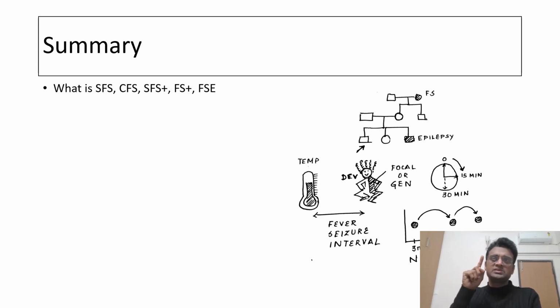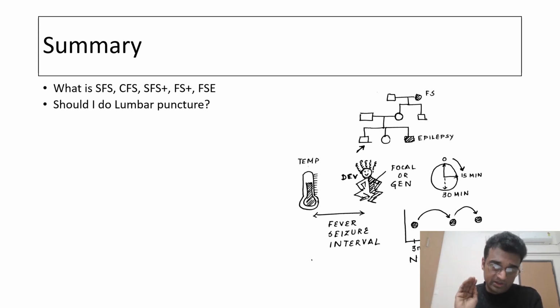So that means we realized what is simple febrile seizure. That means seizure which is for less than 15 minutes, generalized seizure, one seizure per episode of fever, it's SFS. If it is more than 15 minutes, if it is focal seizure, more than one episode, this is complex febrile seizure. SFS plus is when you have a simple febrile seizure, that means it is less than 15 minutes, it's generalized, but more than one episode in one febrile illness. FS plus is when the febrile seizure is lasting beyond 5 years of age. Febrile status epilepticus is when the child is having febrile seizure lasting for more than 30 minutes.